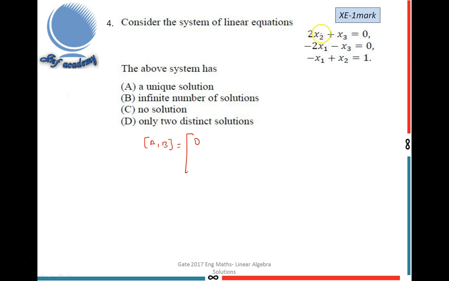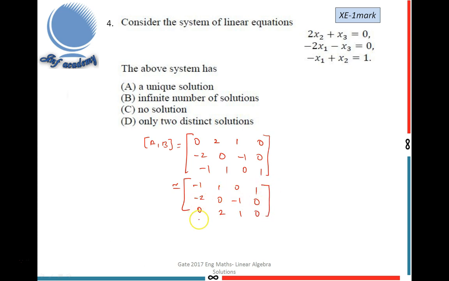Here the x1 coefficient is 0 and x2 is 2, 1, 0. Minus 2, here x2 is 0, minus 1, 0. Minus 1, 1, x3 is 0, 1. This is the augmented matrix. First, I check the first element in the first row. It must be 1, but here 0 is available. So, interchanging row 3 and row 1: minus 1, 1, 0, 1. 2 is same: 2, 0, minus 2, 0, minus 1, 0, 0, 2, 1, 0.